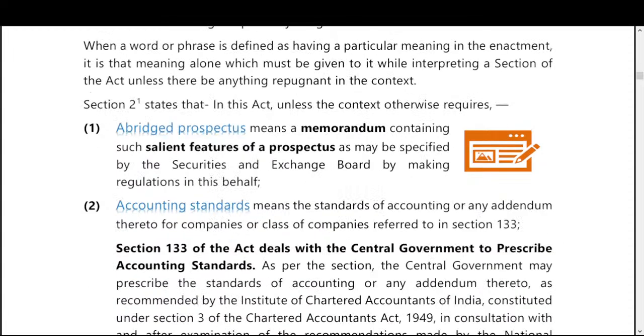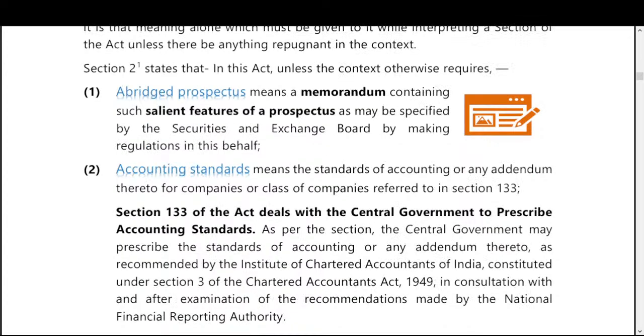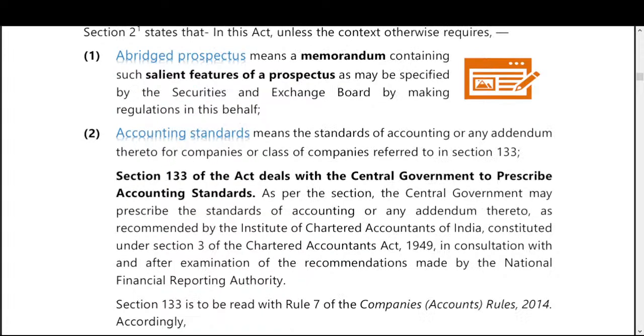Accounting standards mean the standards of accounting or any addendum thereto for companies or class of companies referred to in Section 133. Section 133 of the Act deals with the Central Government prescribing accounting standards. As per the section, the Central Government may prescribe the standards of accounting or any amendment thereto as recommended by the Institute of Chartered Accountants of India.